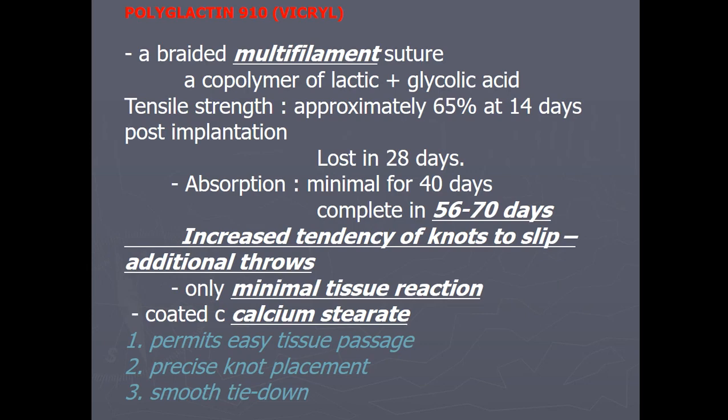It's a braided multifilament suture, and the color is violet. That is because it is made up of a copolymer of lactic acid and glycolic acid. The tensile strength is approximately 65% at 14 days, and it disappears, the tensile strength is lost, by 28 days. Absorption takes a minimum of 40 days and is complete by 70 days.